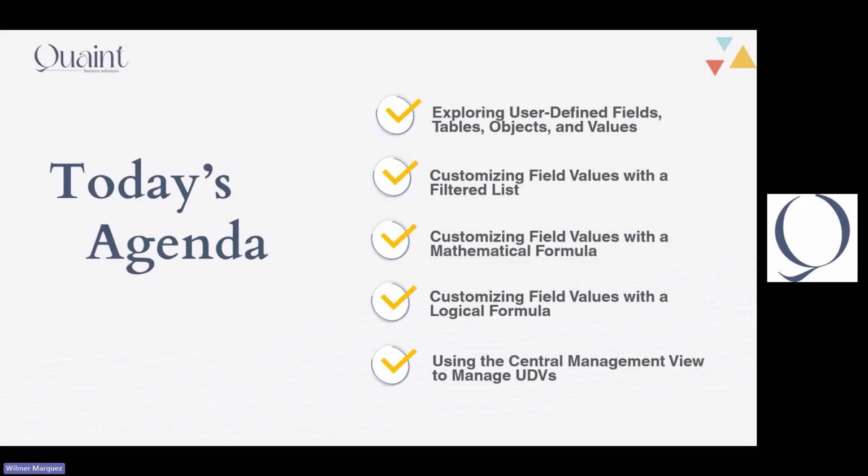As David said, we're going to go over the user-defined family group, going through different scenarios, to better understand processes. We're going to first go through user-defined fields and tables, then go over an example I created for you for UDOs. And we're going to jump into customization field values with filter list, mathematical formula, and logical formula. And then at the end, we're going to go to our central management view to see what we created and how we can reassign this if we need to.